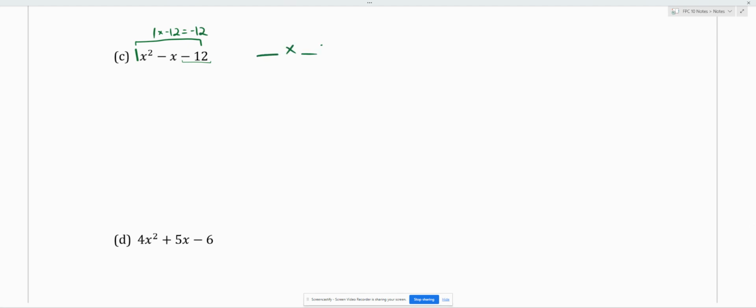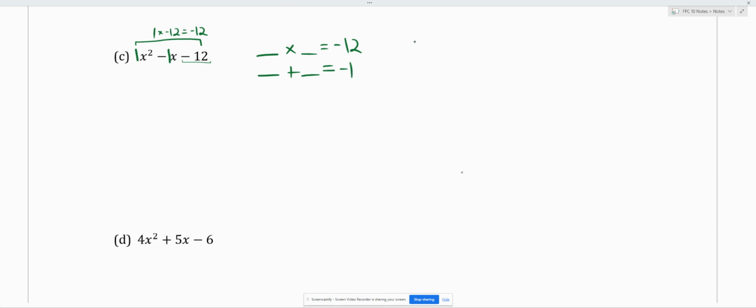Two numbers that multiply to give me -12 while simultaneously summing to give me the middle term, which here, -1 is my b value, my coefficient of the middle term. So I need them to equal -1.